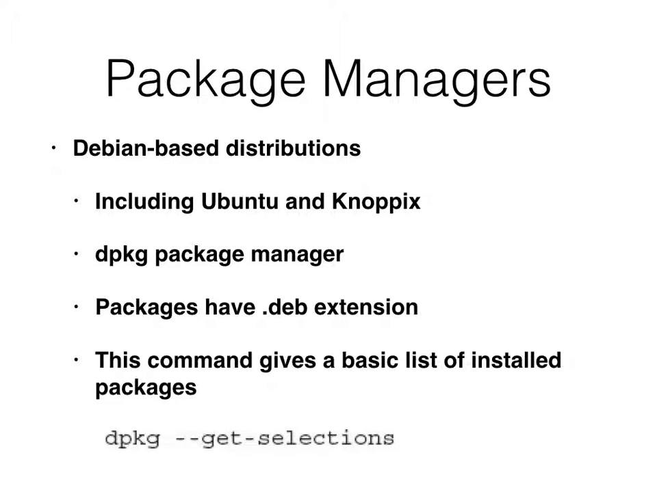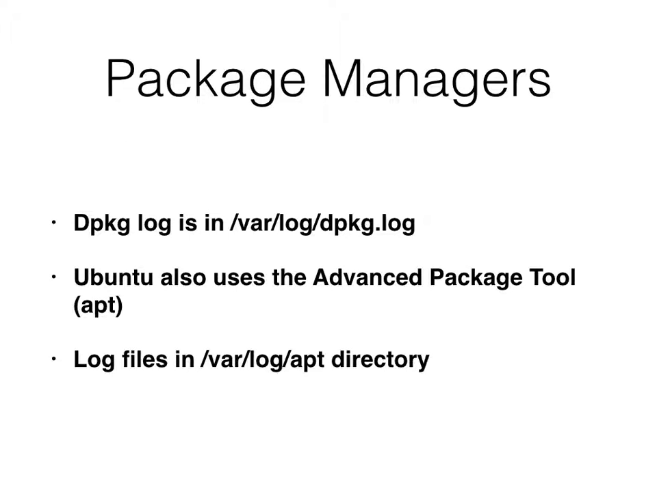In Debian, you've got essentially the same thing with just different names. Ubuntu and Knoppix are in the Debian family. You've got dpkg as the package manager. Packages come as files ending in .deb. And then you can use dpkg to get a list of all the installed packages. And you can use the advanced package tool apt to get things, and it has logs. It's just exactly analogous to yum.